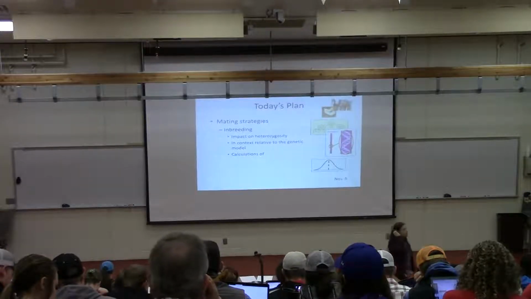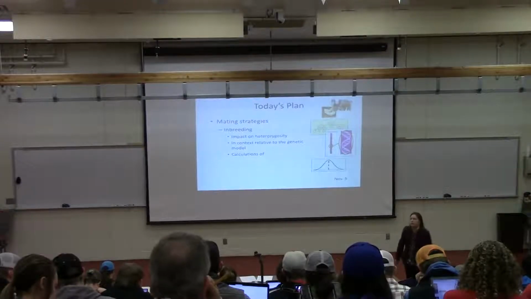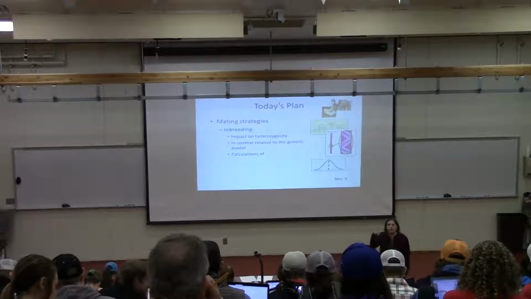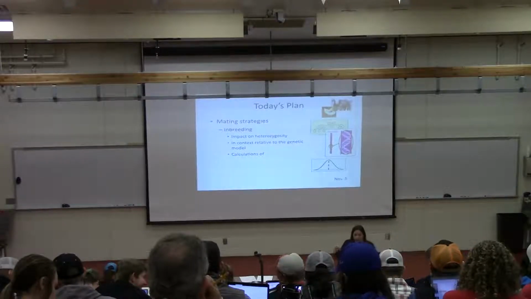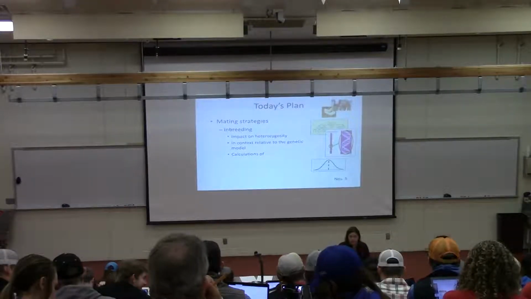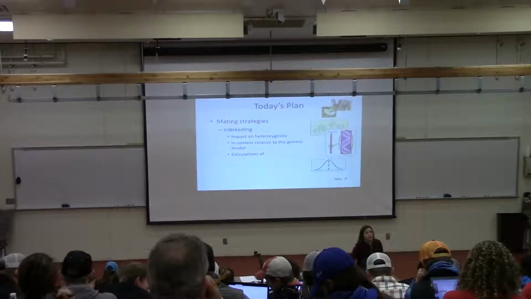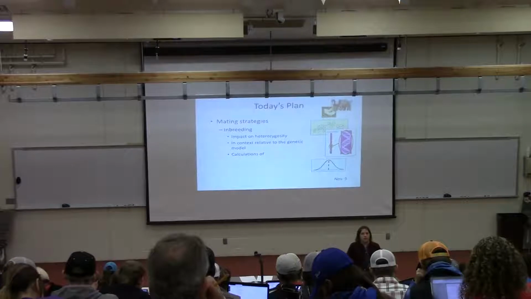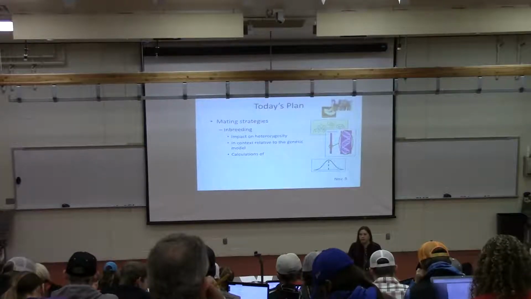Okay. Today we're going to start talking about inbreeding. We're going to talk about its impact on heterozygosity, and hopefully you already have an idea of what that is. We'll put that in context to our genetic model, so thinking about inbreeding for polygenic traits. And then if we get to it, we'll start thinking about how we're going to calculate inbreeding based on our animals' pedigrees.